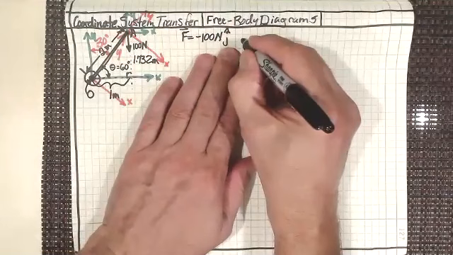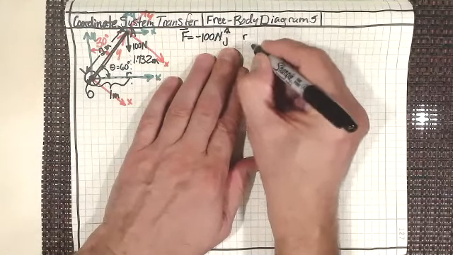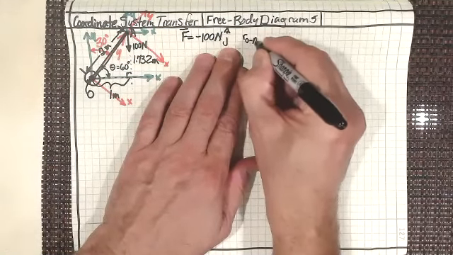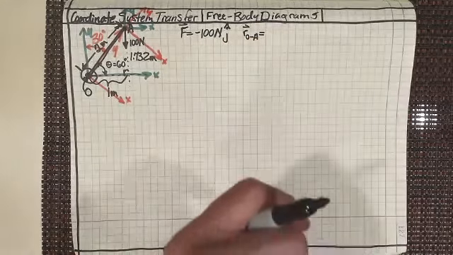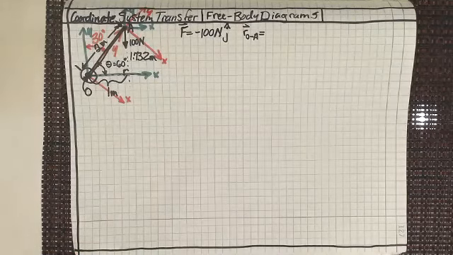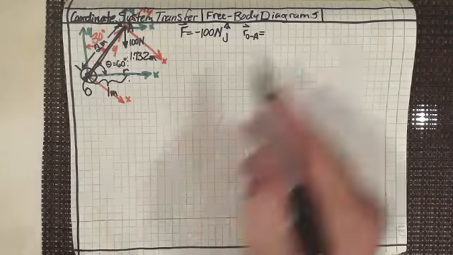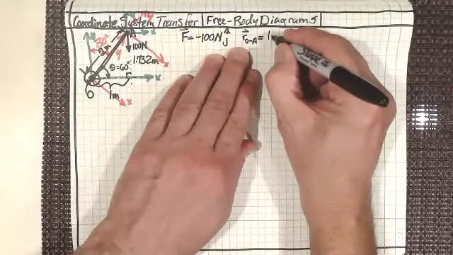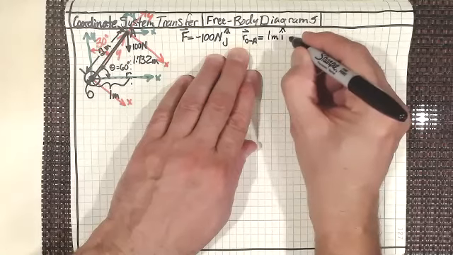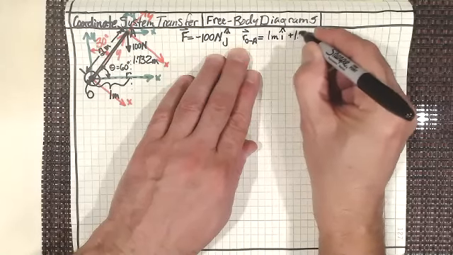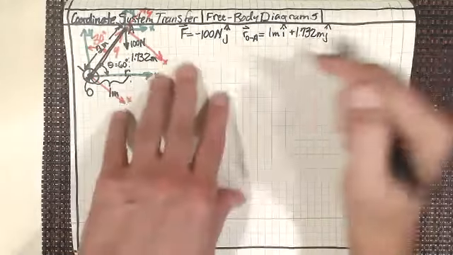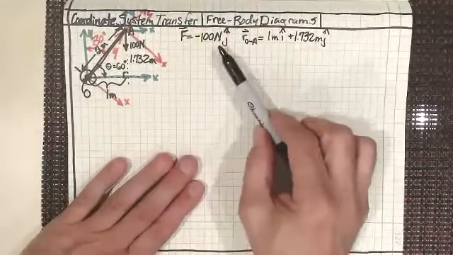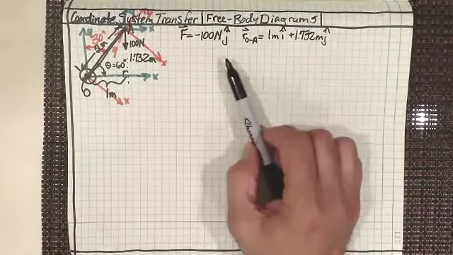Okay, so we've got our two distances there, and so we could say that our distance, and remember what our distance for that moment is, it's going to be from O to A. Always the distance from the location you're summing the moment about to the point at which the force is being applied, right? So it's going to be 1 meter I hat plus 1.732 meters J hat.